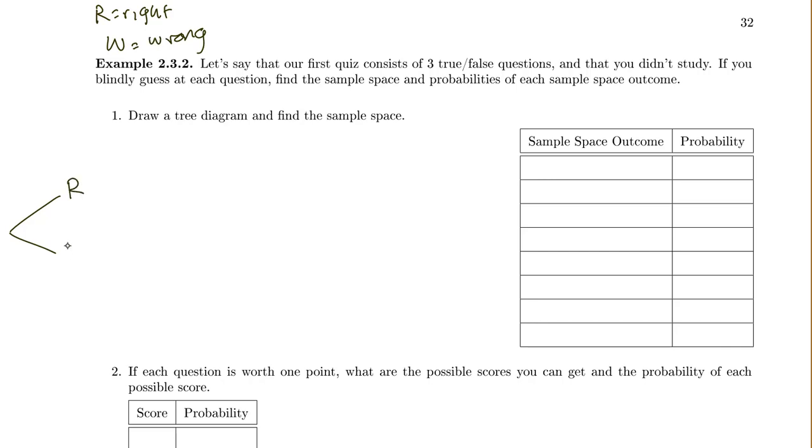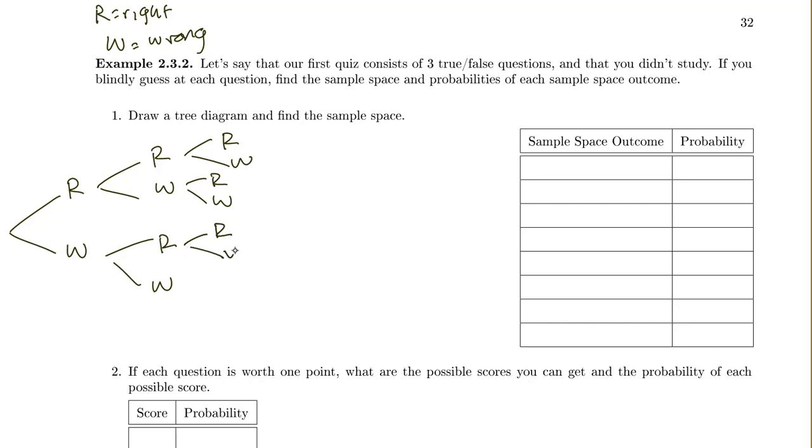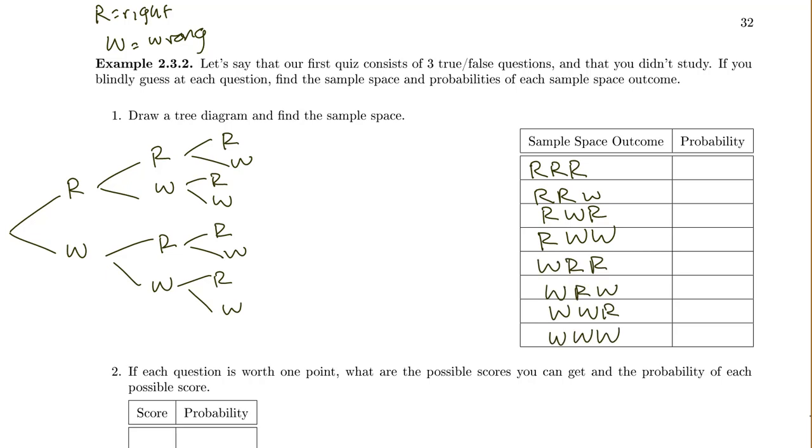So the first question you can either get right or wrong. The next question can be right or wrong. Next question is right or wrong. Next question can be right or wrong, right or wrong, right or wrong, right or wrong. So for our sample space, we have the possibilities of right, right, right; right, right, wrong. So I'm just following along the branches. Right, wrong, right. Right, wrong, wrong.